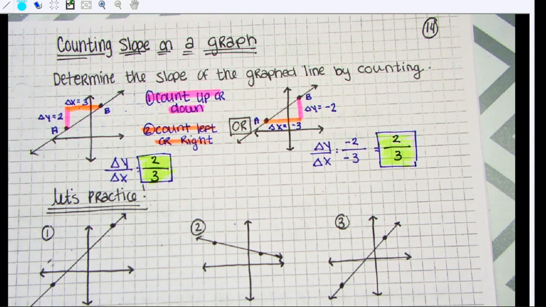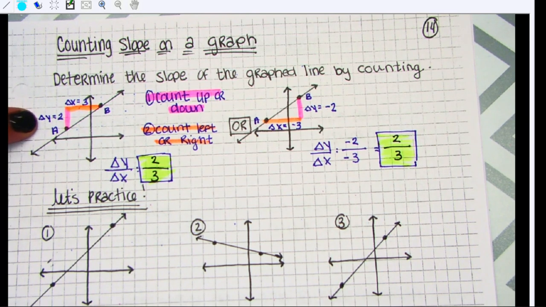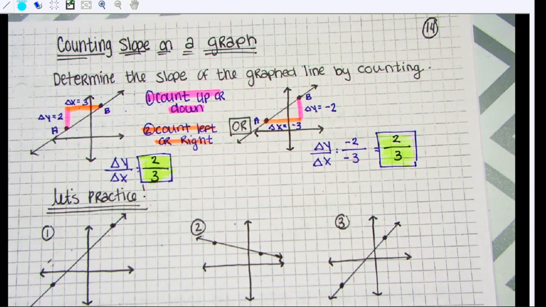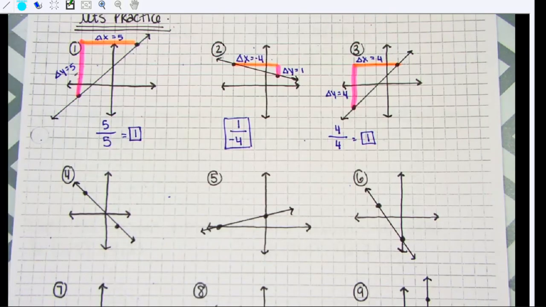All right, let's try 1, 2, and 3. So count, make your highlighter marks, count, keep track. I highly recommend that you write the Y is equal to this, the X is equal to this. It will make it easier. So I don't care if you count up or down first because you should get identical answers. We just showed that we will get the same answers. Okay, so for number 1, we should get 5 over 5, which reduces to 1. Number 2, we should get 1 over -4.